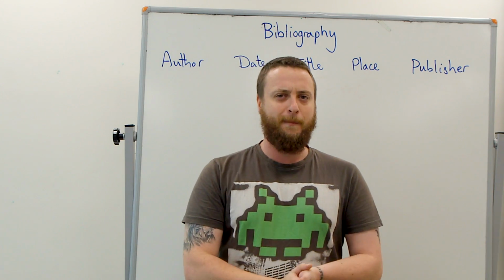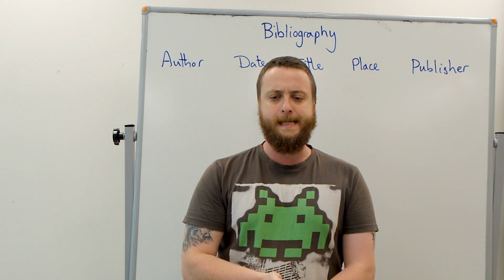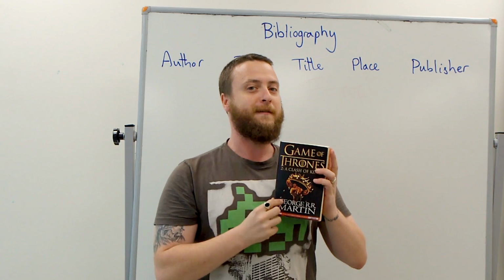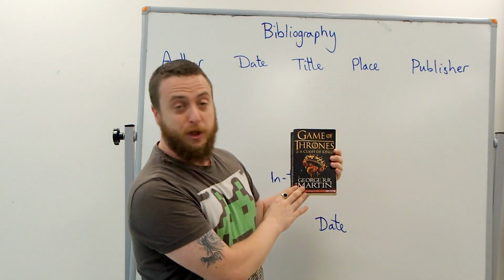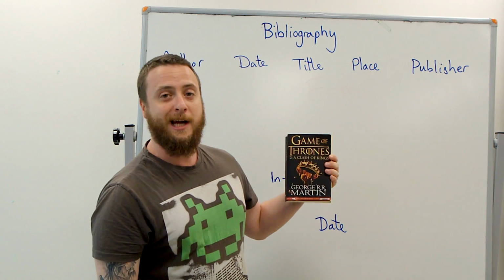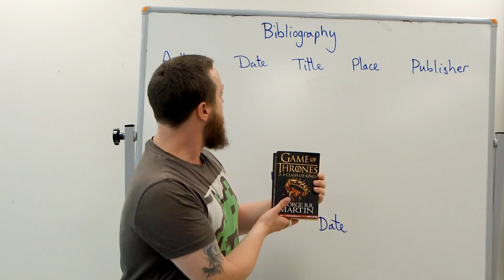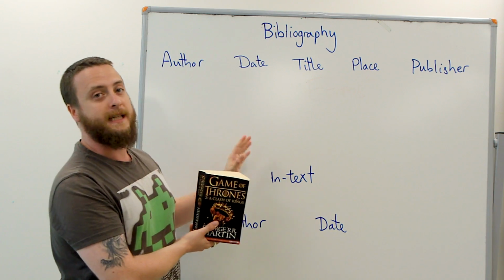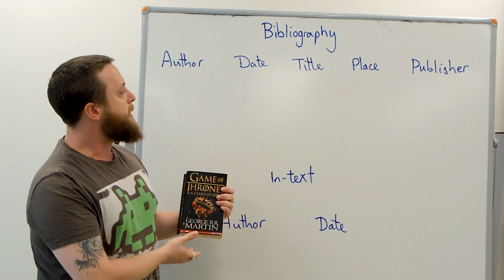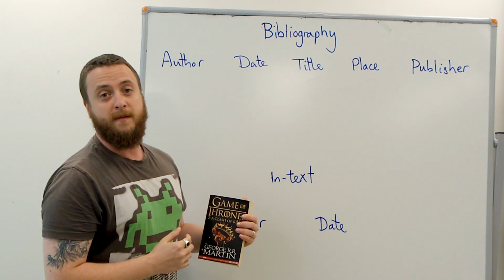Now, to do an example, we're going to need a book. All right. Now, I'm sure some of you have read this, and if not, you've definitely seen the TV show. So, George R.R. Martin's Game of Thrones. This is the second book, A Clash of Kings. Now, I've written up this already to help you. In a bibliographical citation, we need 5 pieces of information.